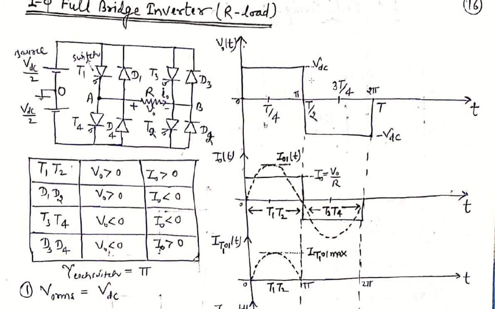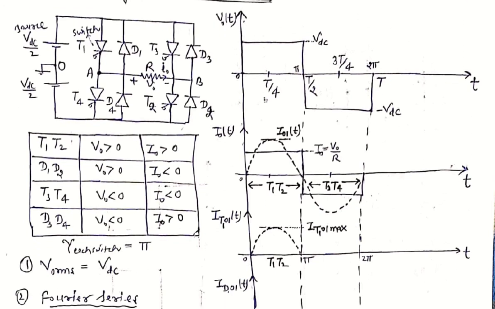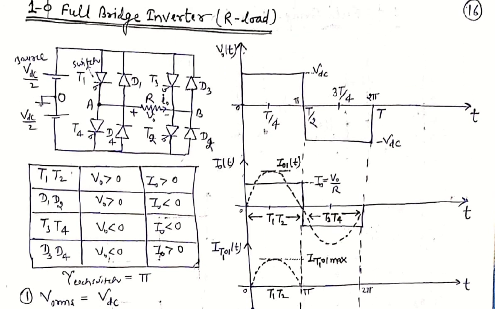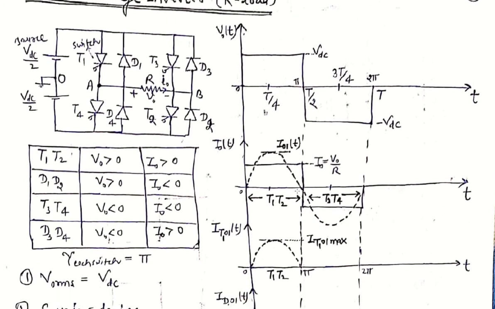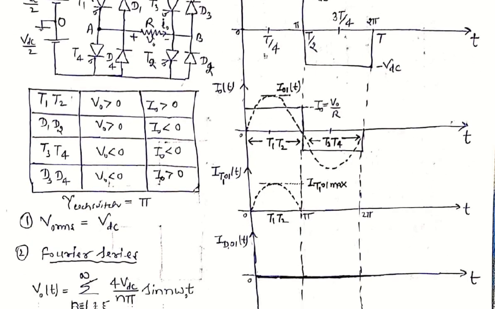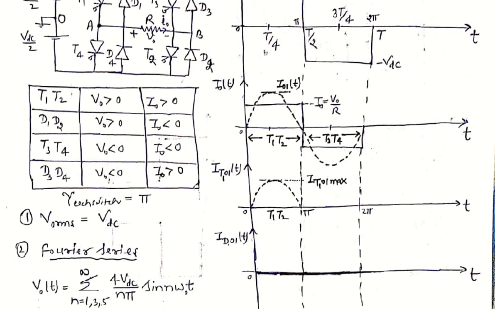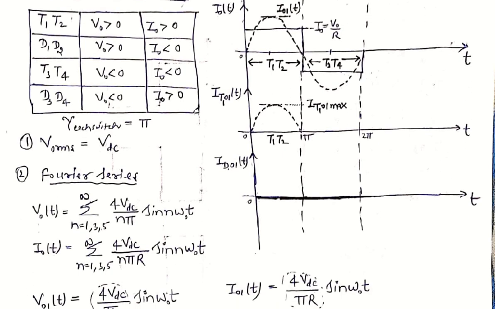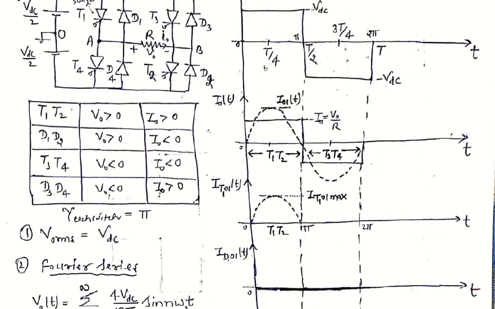If you apply KVL, the full output voltage is obtained across the load, and the current is similar to the load voltage, because it is the R load case. The current waveform is also square wave in nature, and this is the fundamental component, denoted in sinusoidal form, which has a peak amplitude of I01, the fundamental component's maximum value. If we write the switch current, it is also shown like this in the diagram. The output RMS voltage expression equals VDC.